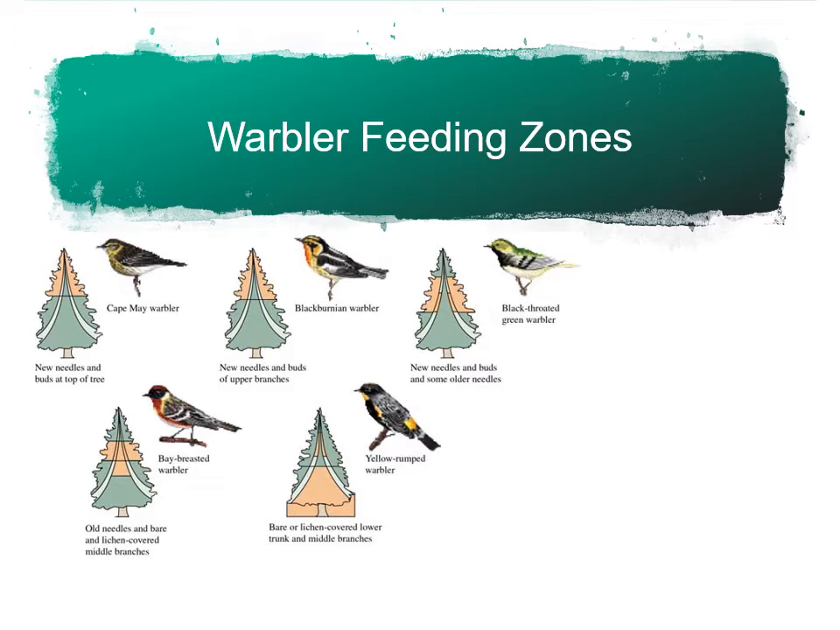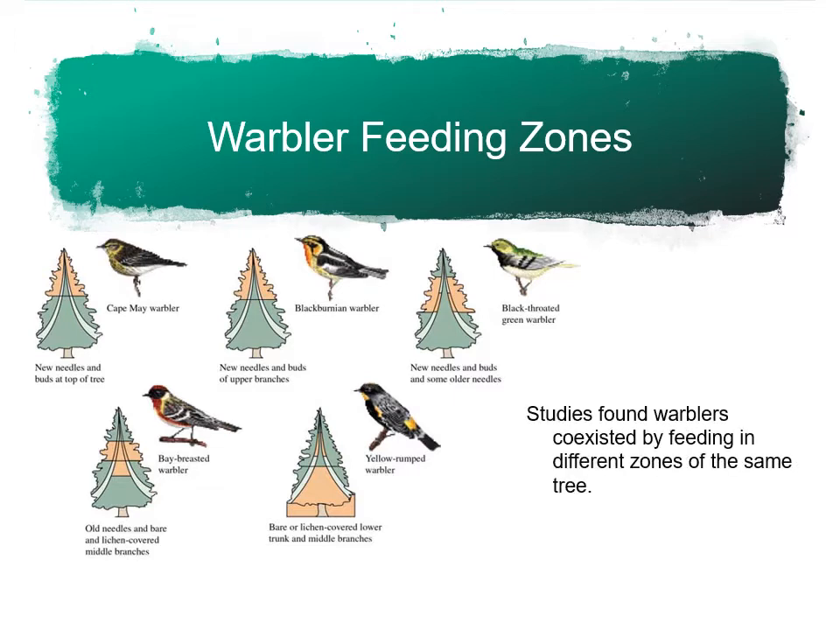We view them as living in a spruce tree, and one spruce tree part is just like another. But to the warblers, these were very different habitats within the spruce trees. And so they were not actually in direct competition with each other because they were able to partition their habitat. So they coexisted by feeding in different zones in the same tree.